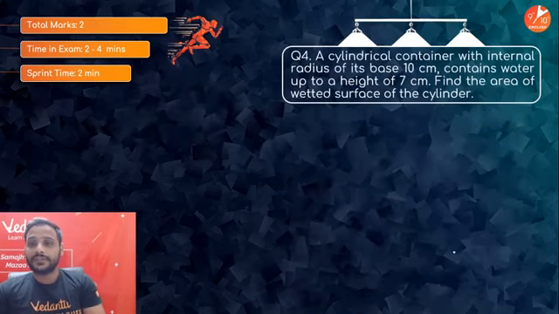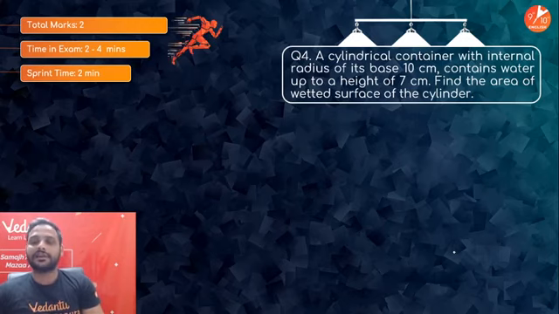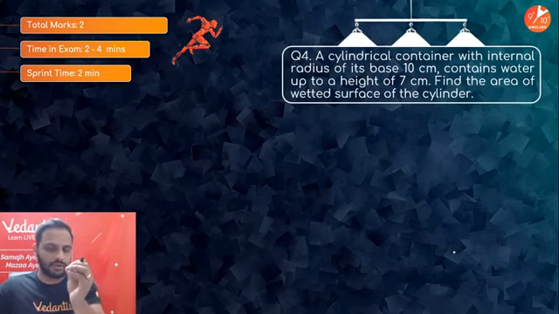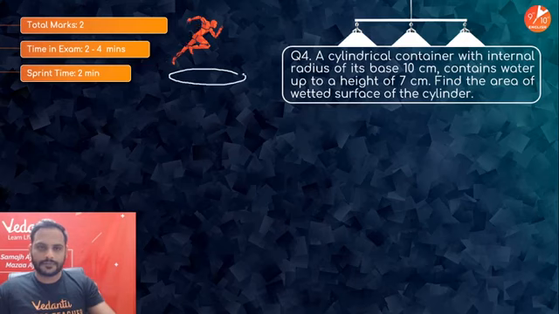Next question. A cylindrical container with internal radius of its base 10 centimeter contains water up to a height of 7 centimeter. Find the area of the wetted surface of the cylinder. Now it's a very good question. Many students will feel that it's an easy question, but there is a small trick inside this question. See, we have a cylindrical container. Alright, we have a cylindrical container, let us say like this.